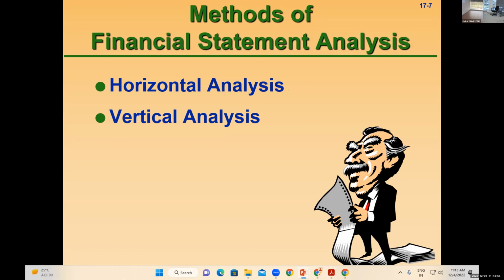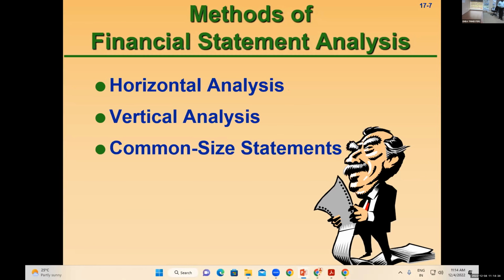Vertical means, okay, this is 2022, this is 2021, 2019. So horizontal analysis means you are comparing yourself in the same time period with others. Vertical means you are comparing yourself with yourself at different points in time: how I was, how I am. So there are two analyses. These are not tools to analyze; this is a type of analysis, it's what you are doing actually.